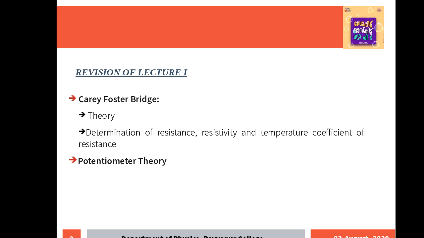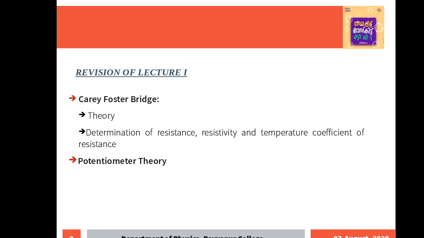So we discussed the design of Carry-Foster bridge, and using Carry-Foster bridge, we found that in the balanced condition, we can easily find out the unknown resistance using our standard resistance box. And we found that unknown resistance X is always equal to R plus rho into L2 minus L1, where R is the resistance that we took in the standard resistance box in our balancing condition, and rho is the resistance per unit length of 1 meter wire which we used in Carry-Foster bridge.